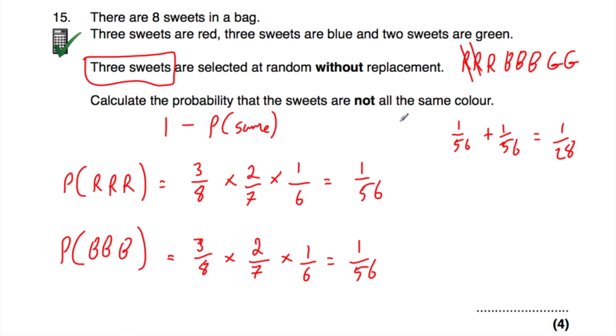So that means all the other outcomes will be where the sweets are not the same colour. So if we do 1, take away 1/28, that'll then tell us the probability that the sweets are not all the same colour. And 1, which is 28/28, take away 1/28 would be 27/28. And that's it. So the probability that the sweets are not all the same colour would be 27/28.